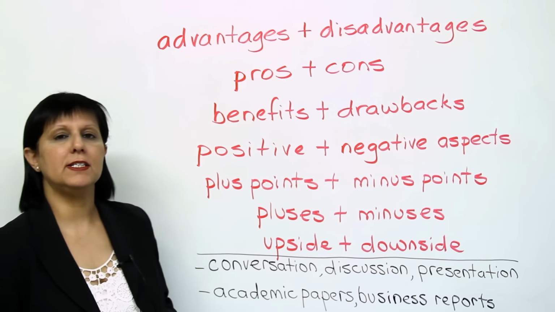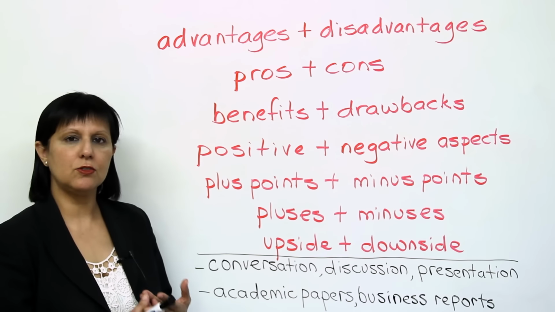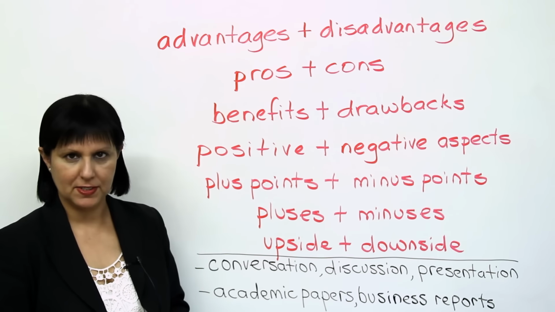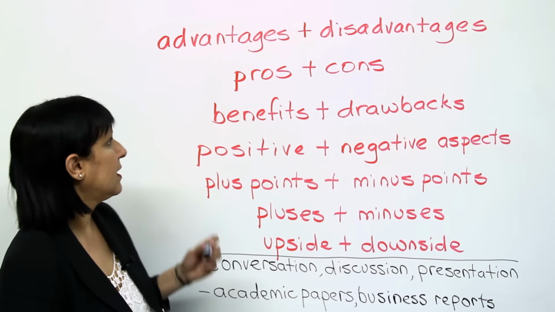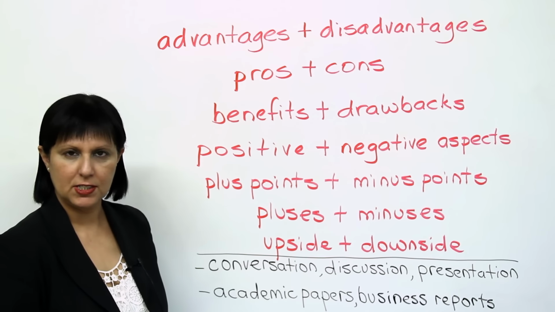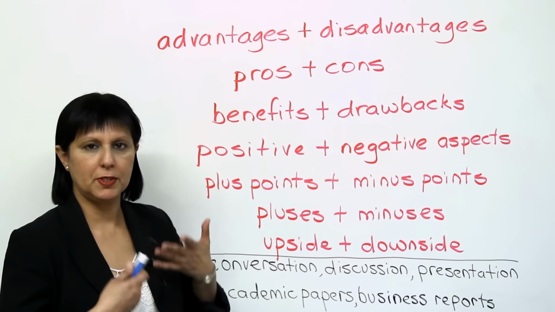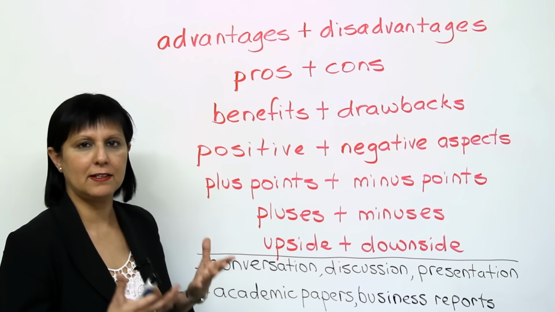So how do we discuss? What are the terms we can use to discuss or describe the positive and negative aspects of something? So here are some of the expressions you can use. We can say advantages and disadvantages. That's used very often, and many people do know that. You're familiar with that. But I'm going to show you some other words you can use in exactly the same way.